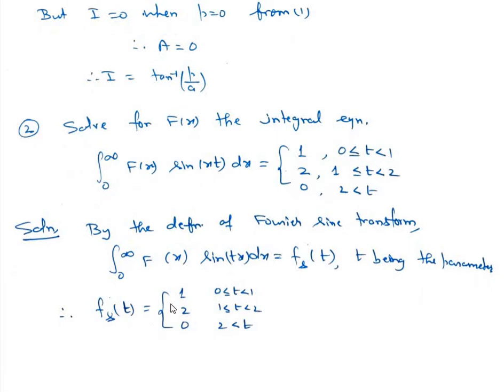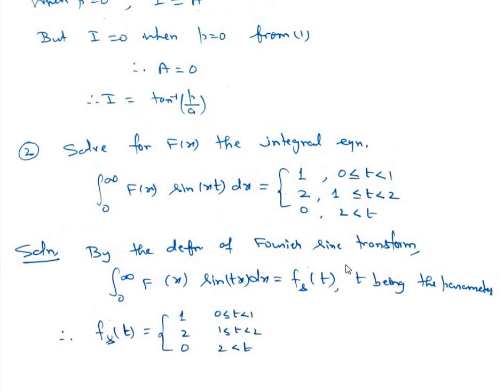Second example. Solve for f(x) the integral equation: the integral from 0 to infinity of f(x) into sin xt dx is equal to 1 when 0 is less than or equal to t less than 1. This is equal to 2 when 1 is less than or equal to t less than 2, and this integral is 0 when t is greater than 2.